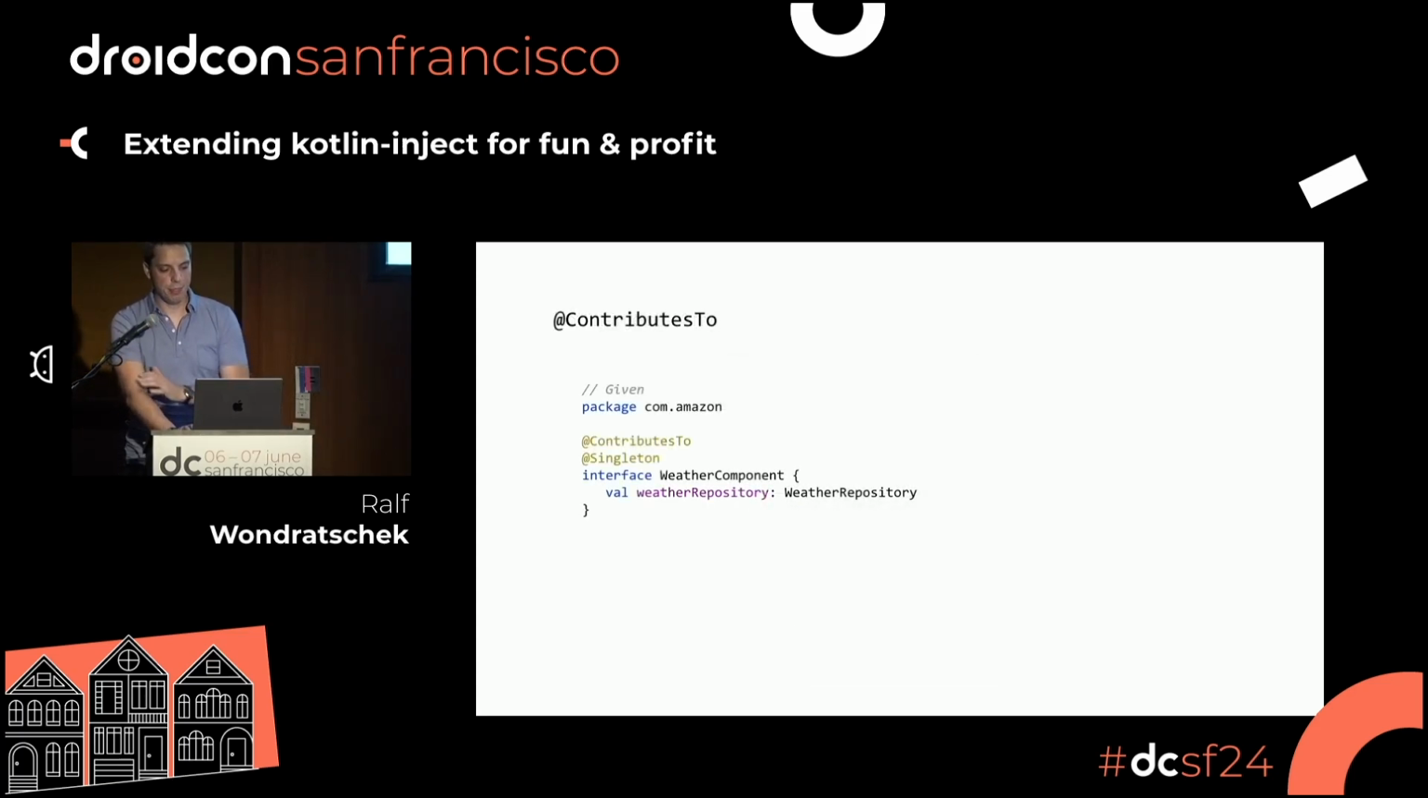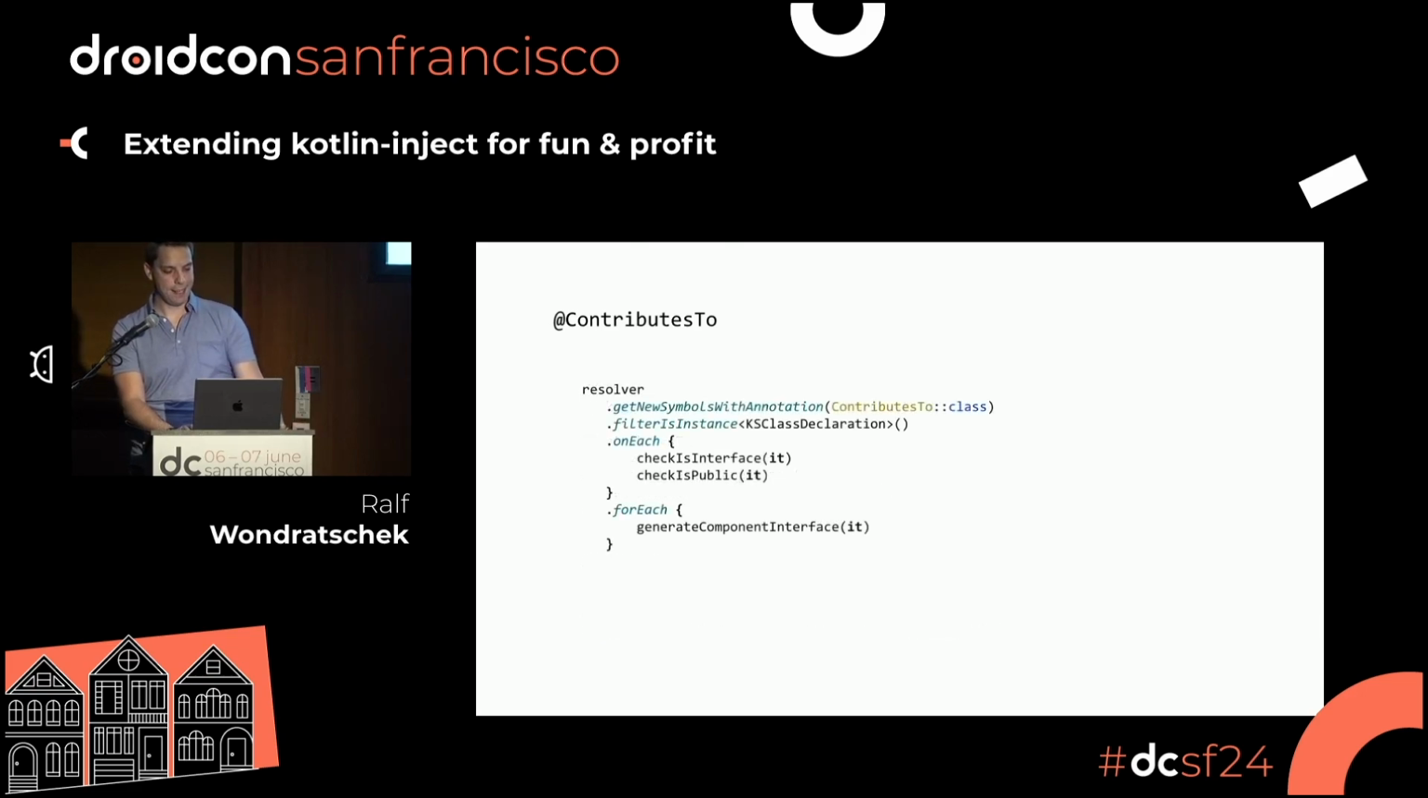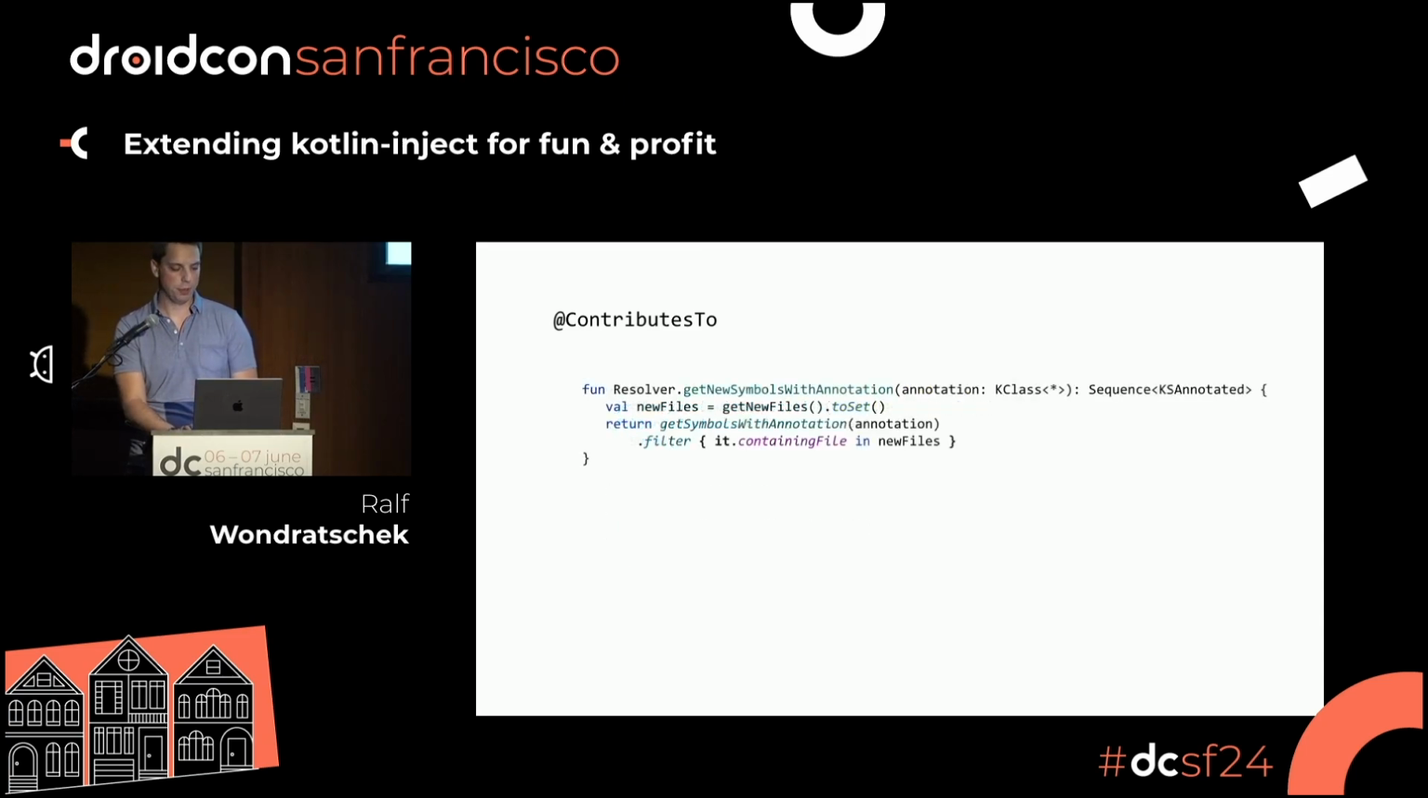So this is an example. Imagine this is a class that we have, the weather component, and this is the code we want to generate. And Kotlin, KSP again, makes this very simple. The APIs are so simple and easy to use. It's a really nice entry point for meta programming. This is roughly how it looks. This is very little code. It's almost really what we run in production, so straightforward.